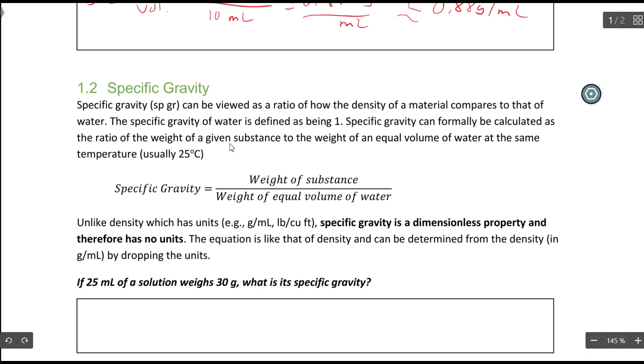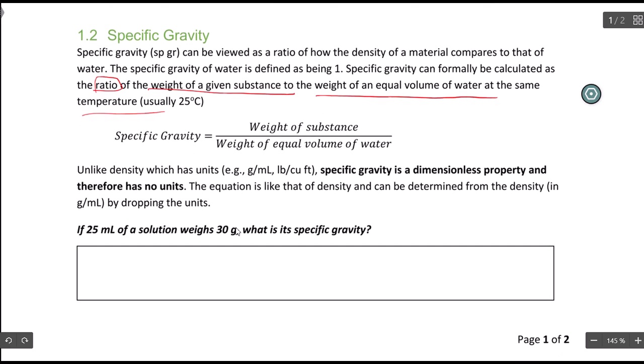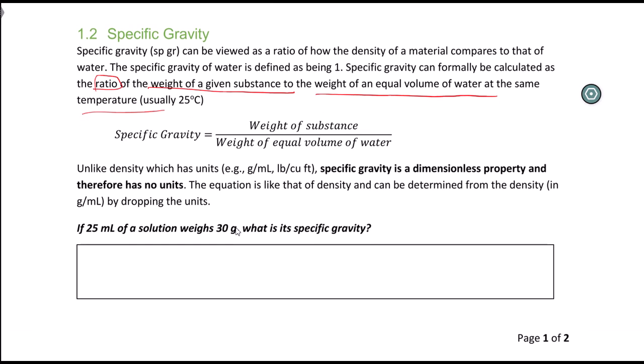So how do you calculate specific gravity? You take a ratio. Like I said, it's the weight of a given substance to the weight of an equal volume of water at the same temperature. So that's what you do for getting the determination of specific gravity. So it is dimensionless. You're taking the weight of a substance divided by the weight of, basically, an equal volume of water for that.